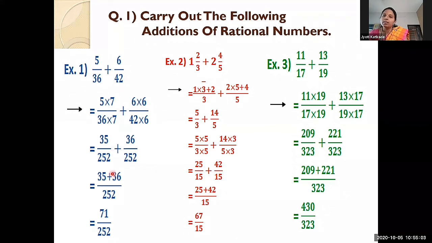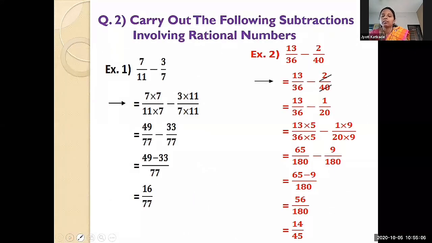Now the next question is: carry out the following subtraction involving rational numbers. Now the first example, 7 divided by 11 minus 3 divided by 7. This is the type having different denominators. So first of all, we have to make the denominator the same by taking the LCM. When we take the LCM of 11 and 7, we get 77. So take cross multiplication.